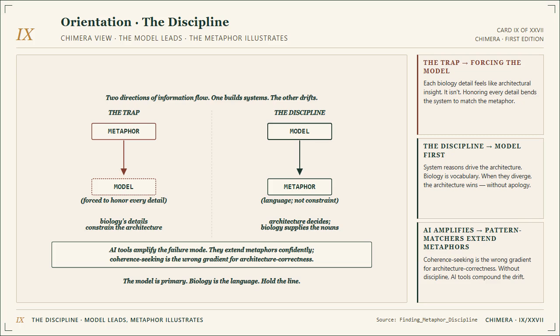And here is the part most relevant to anyone using AI tools alongside their architecture work. AI amplifies this failure mode. Pattern matchers extend metaphors confidently. Coherence seeking is the wrong gradient for architectural correctness. The tools will produce more metaphor extension, more coherent narrative, more drift, unless the discipline is held by someone, by you. Hold the line. That is the deck's spine. Everything after this card depends on it.